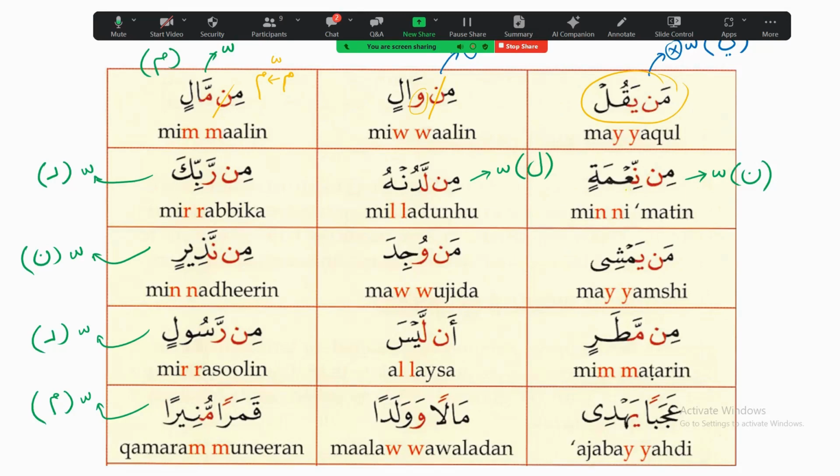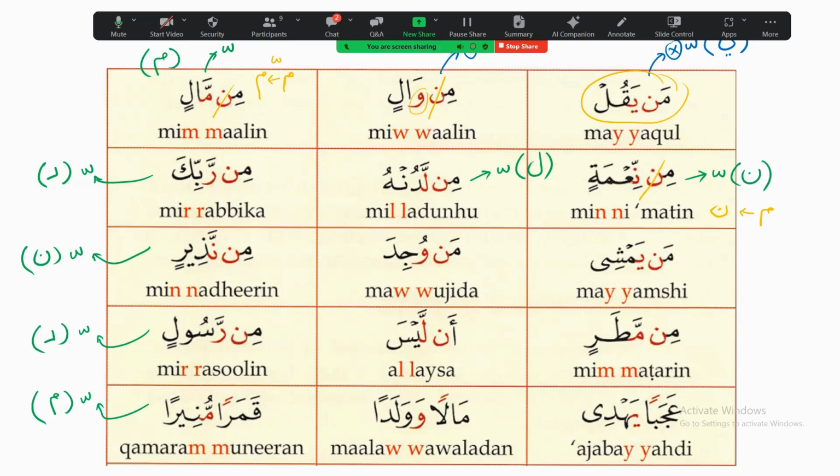Min ni'matin. Min ni'matin. In this example, after noon sakin, we see a noon again. Yes, the noon here is from those six Yarmaloon letters, and the type of idgham will be the second one again, the incomplete idgham, idgham with ghunna. So we are entering the meem into noon this time. We'll skip the sound of noon from here, but the nasal will remain because this is incomplete idgham. So we say min ni'matin.